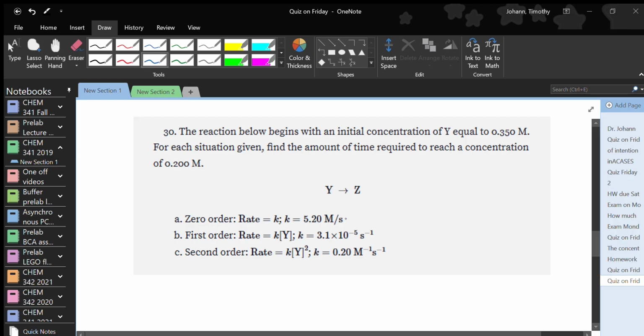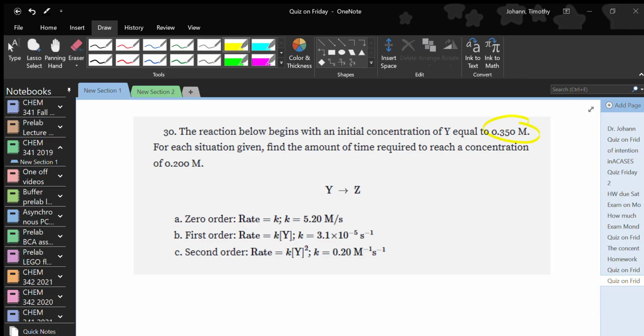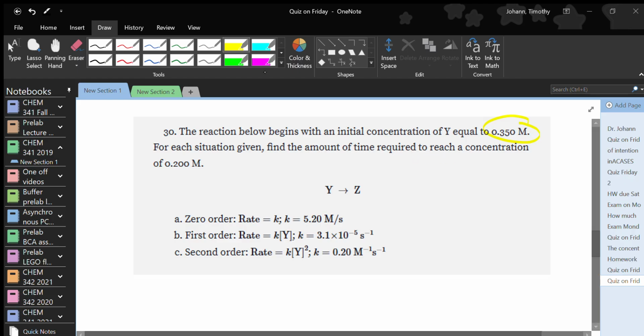So zero order. What this question is asking: a reaction begins with, that's my A naught, a concentration of Y equal to 0.350 molar. For each given situation, find the amount of time required to reach a concentration of 0.2 molar. That's my A. All right. So this first problem is saying do it for a zero order rate law. I'm just going to write down the zero order rate law here. So that's going to be A, right? That's the easiest one perhaps, is equal to negative k times time plus A naught, right? That is my zero order rate law.